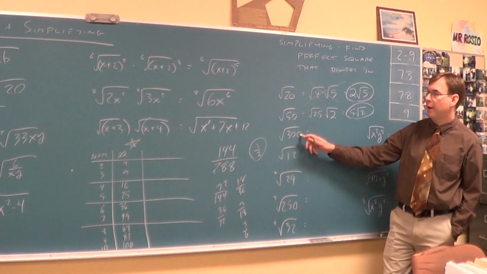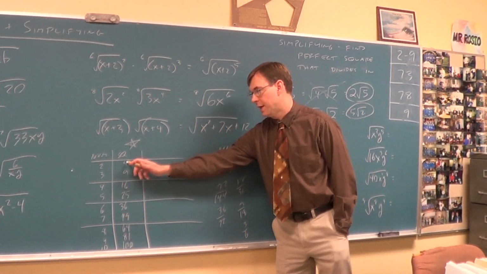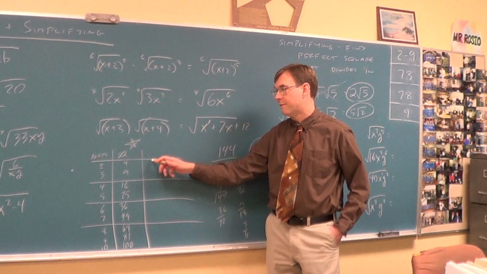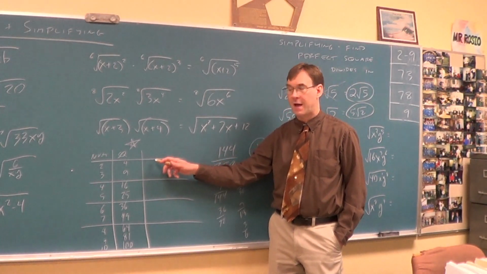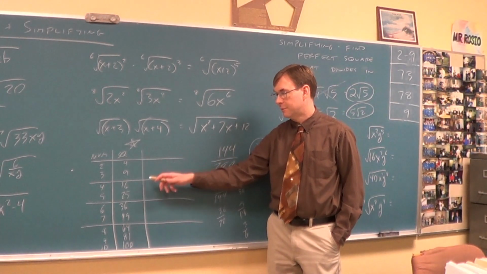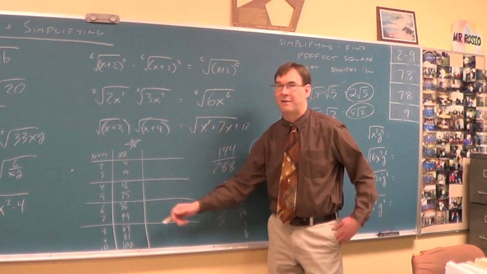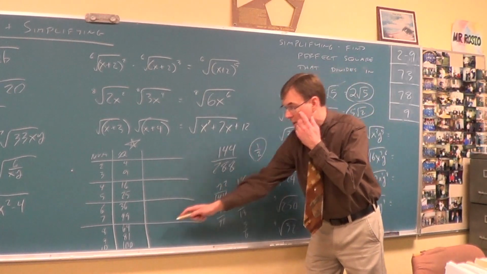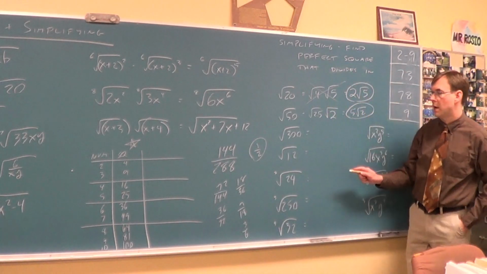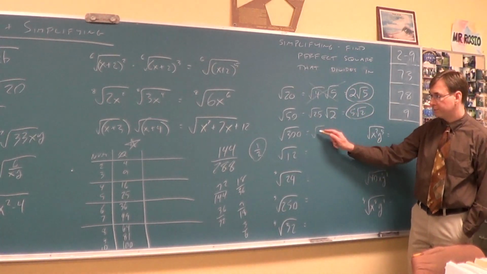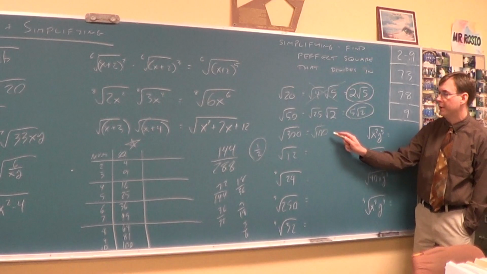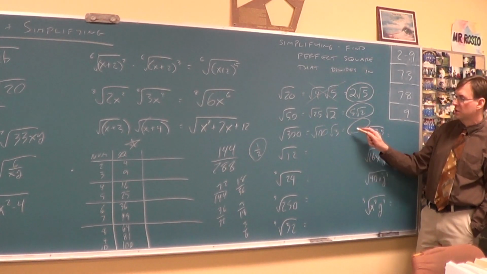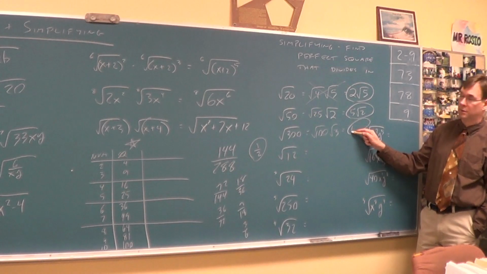So for 300, if you say, hey, 4 goes in, well that's true, but 4's partner is 75. And who goes into 75 that's on this list? 25. So you'd have to go and go and go, and it's going to be a pain. Who's the biggest thing on that list that goes into 300? 100. So if you need to write the 100, do it. If you need to write the 3, do it. If you're comfortable skipping straight to the answer, it's 10 root 3.